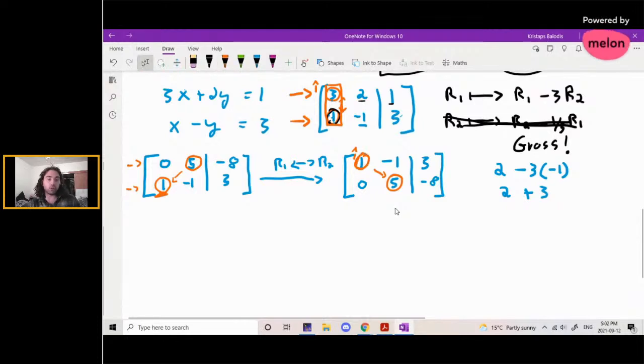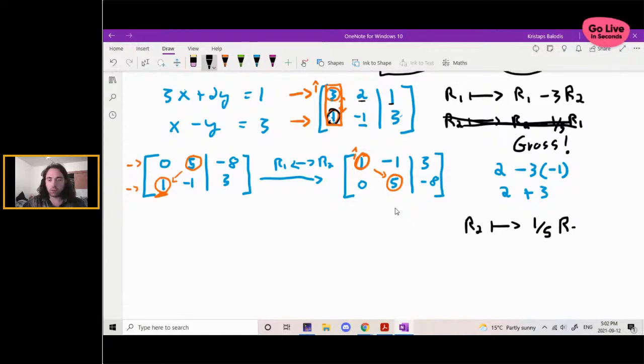Our leading entry is equal to 1. But our second row, the leading entry is equal to 5. Now, here's where we have to be careful, because again, there's 2 ways we can do this. And unfortunately, both of them are gross this time. So the thing that we should do in this case is just take row 2 and divide it by 5. So just multiply by 1/5, right? And 5 divided by 5 is going to give us a 1, and that's fine.